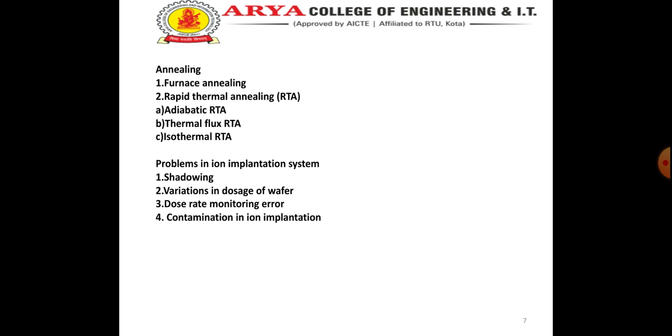Now we are having problems in ion implantation system. The first problem is shadowing. Shadowing is a common problem for implantation of wafer. Any non-planar masking layer will cast an implant shadow because of the tilt and twist angles of implant. The second one is variation in dosage of wafer. Another problem with the tilt angle in electrostatically scanned implant systems is that the dosage of the wafer will vary from one side to another.